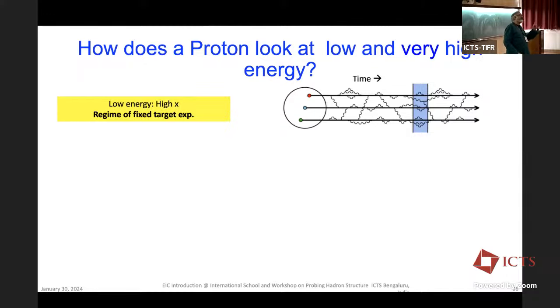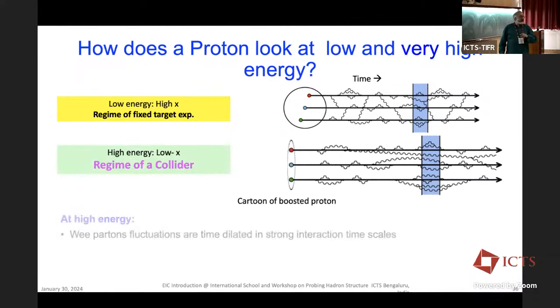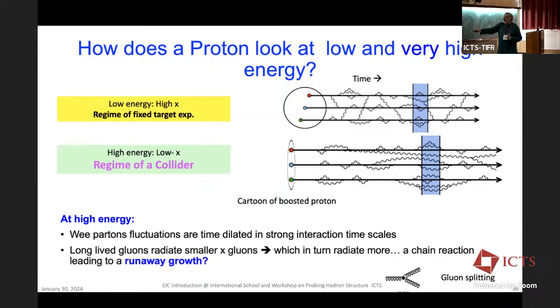But what happens, how does the picture change at high energy? That means I'm now exploring low X. And here is the other, that's my Gedanken Lorentz contracted proton. Now it's at high energy. Now the same thing is happening. However, what has changed? There is a time dilation. That time dilation, the gluons radiate more because they're long-lived gluons, they're time dilated in the strong interaction time scales. And those small x gluons will then radiate into more. They're living longer, so they will radiate more. Each one of them will radiate more.